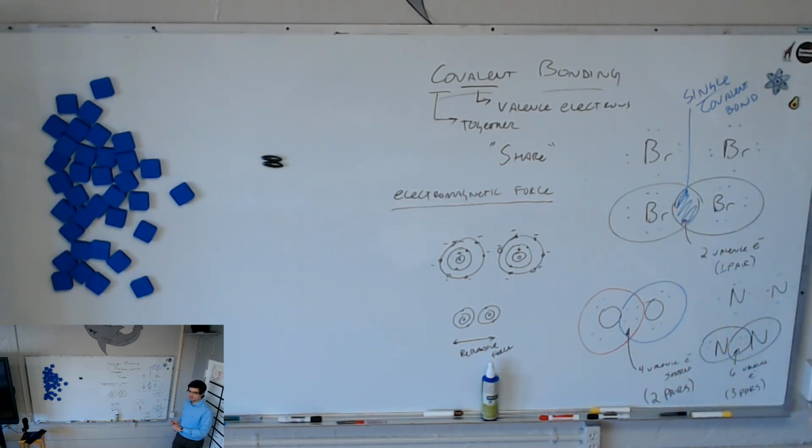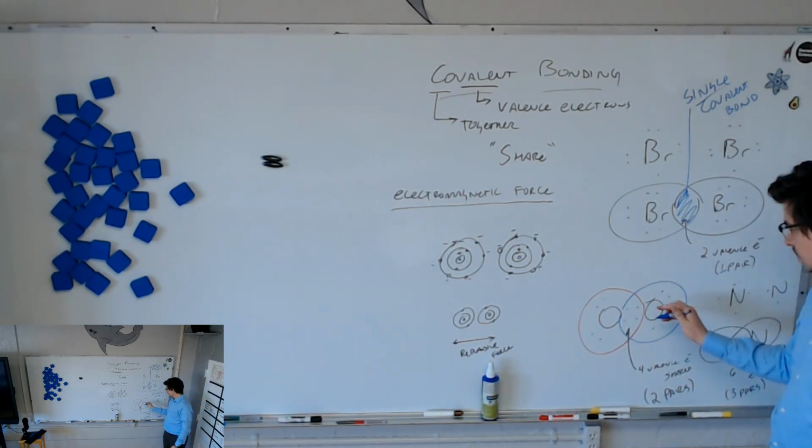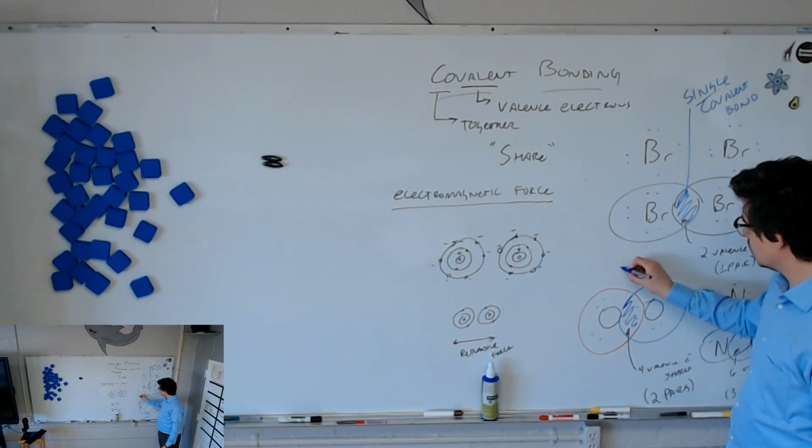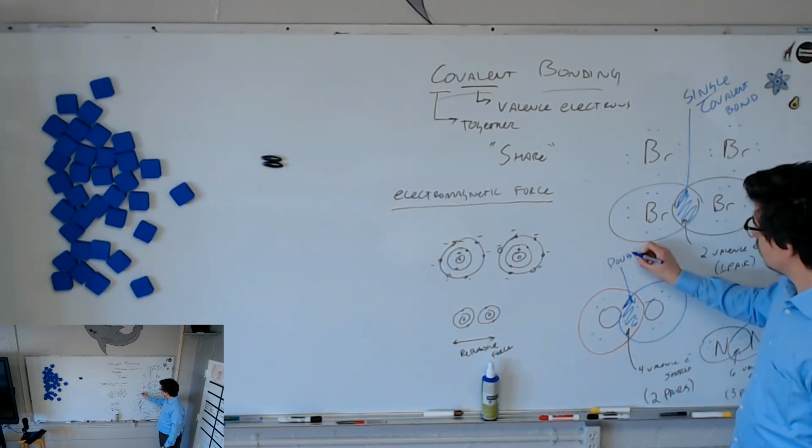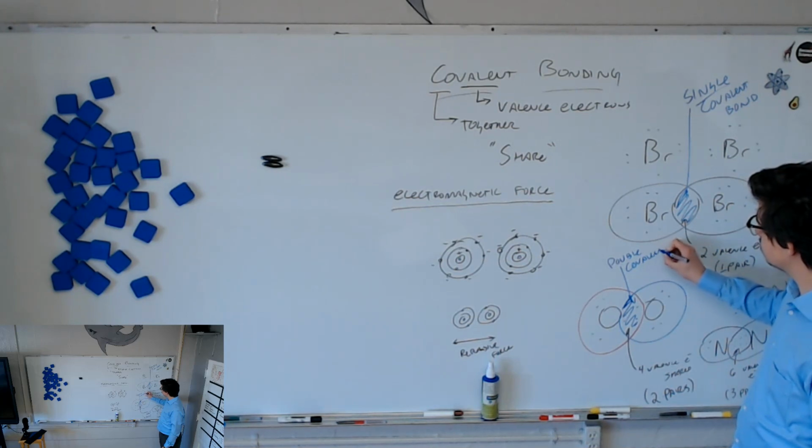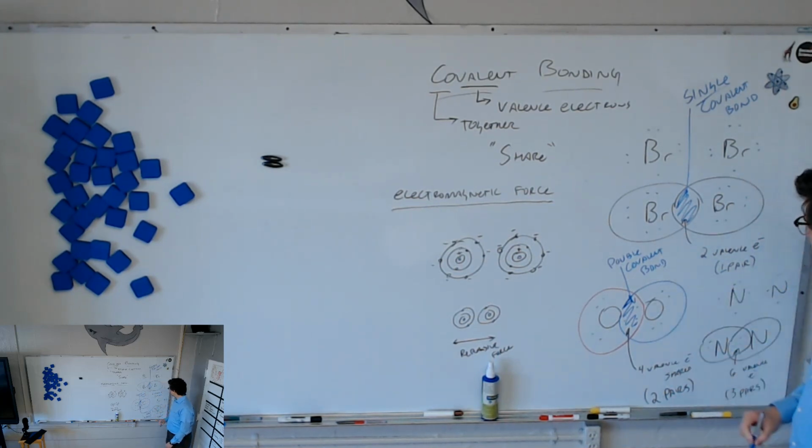What if they share 2 pairs? Can you guess what that might be called? Double. Good, yeah. A double covalent bond. And in the case of nitrogen, triple. But they can never share 4 because that'd be 8 and you can't share all of them. Right, there you go.